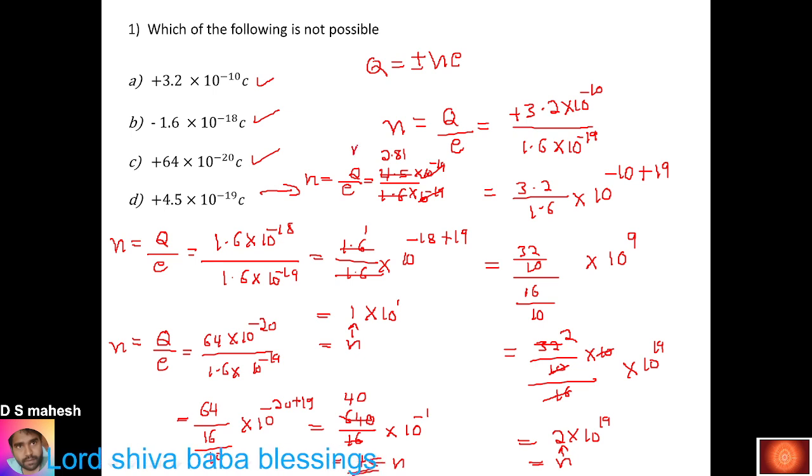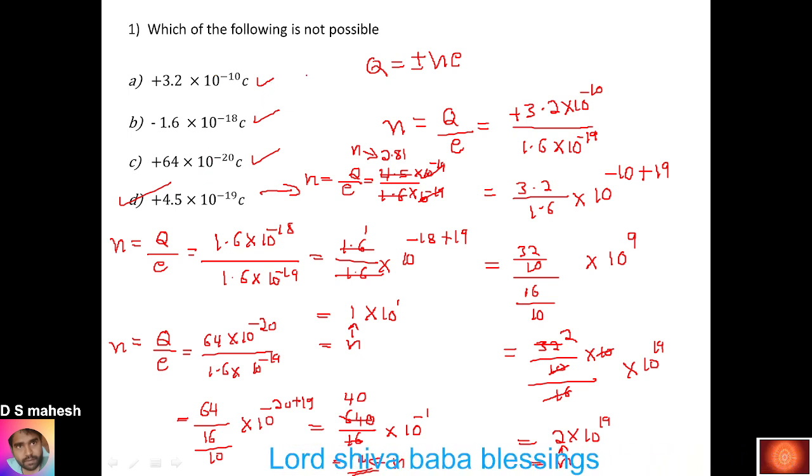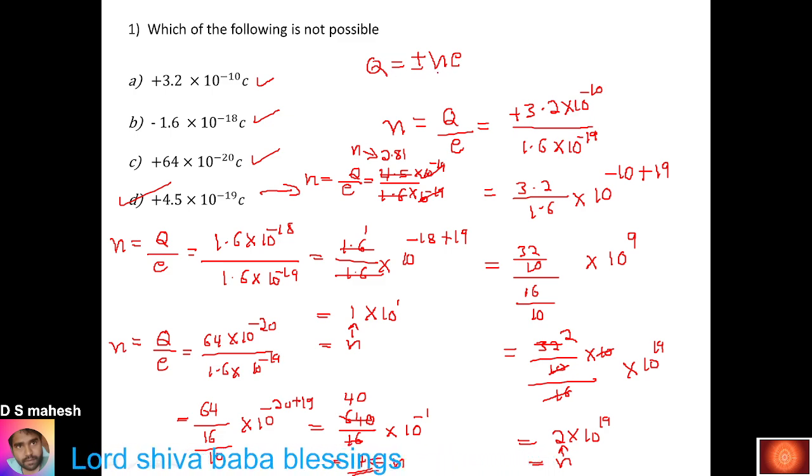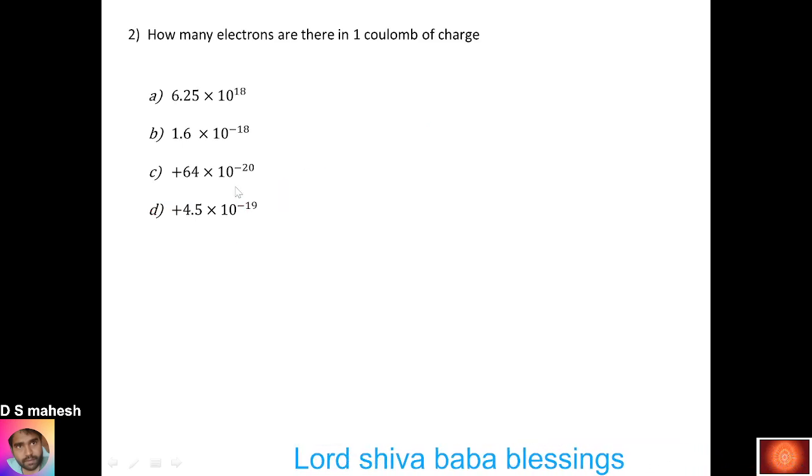So n is not an integer. This is a fraction. So this is the right option. This is not possible. All the other three cases are possible. So the main formula which you need to remember is q is equal to plus or minus n into e. If n is an integer, then it obeys the rule. If n is not an integer, if it's a fraction like 2.81, then it cannot be possible.